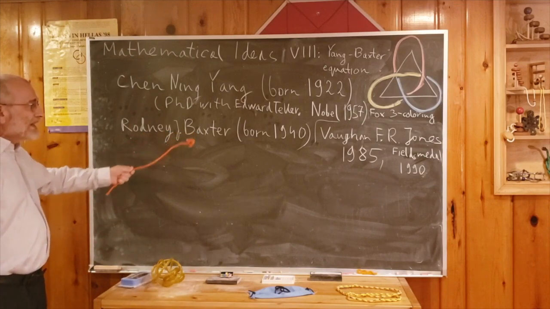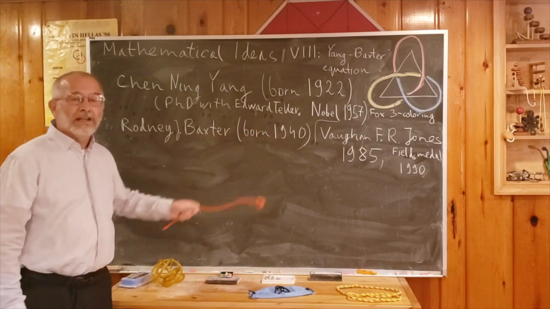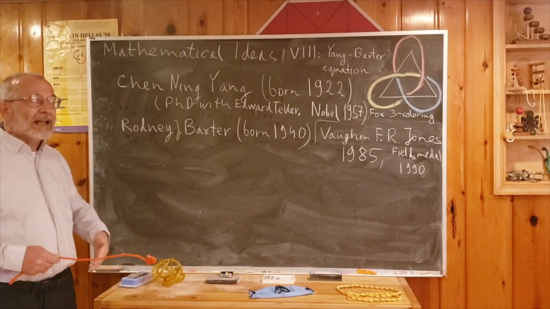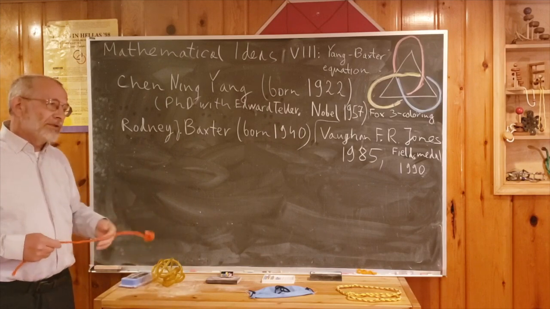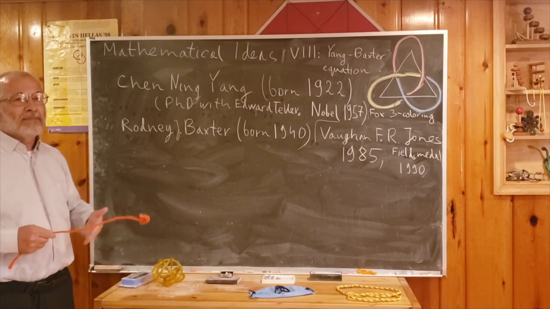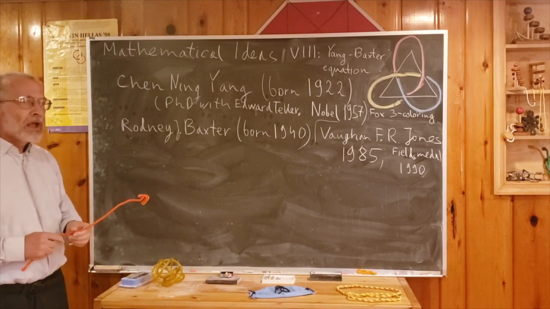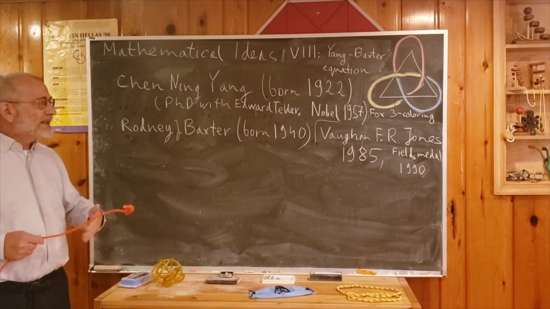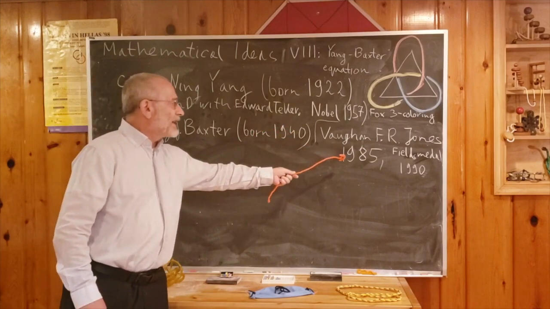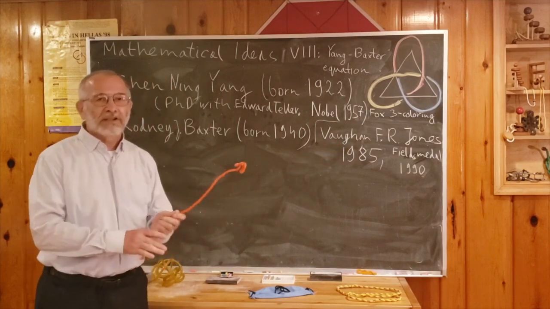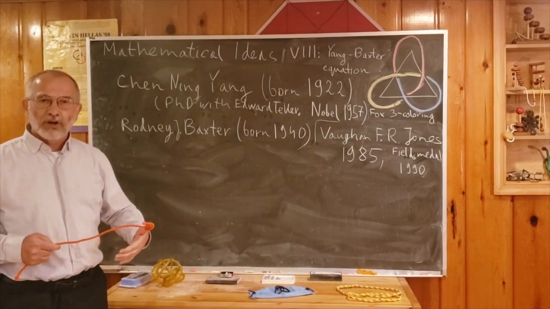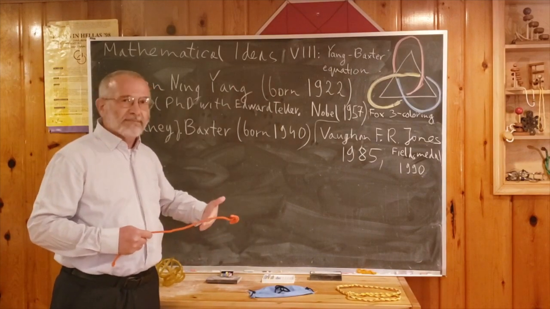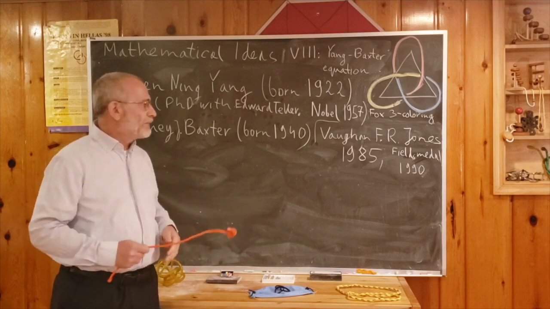Rodney Baxter is younger, was born in 1940 in London, and then he went to Australia, was a distinguished professor there, and is now professor emeritus in Australia. The connection between the Yang-Baxter operator and knot theory was discovered by Vaughan Jones, I think in 1985, one year after he discovered his famous Jones polynomial, and he found that there is a Yang-Baxter operator which gives the Jones polynomial. I will talk about this today.